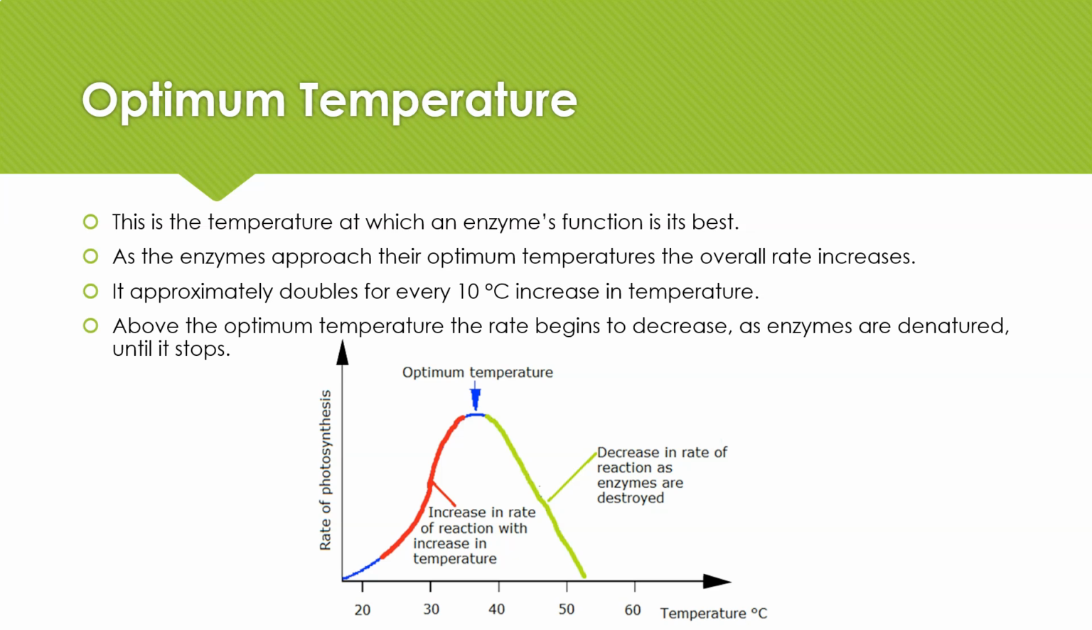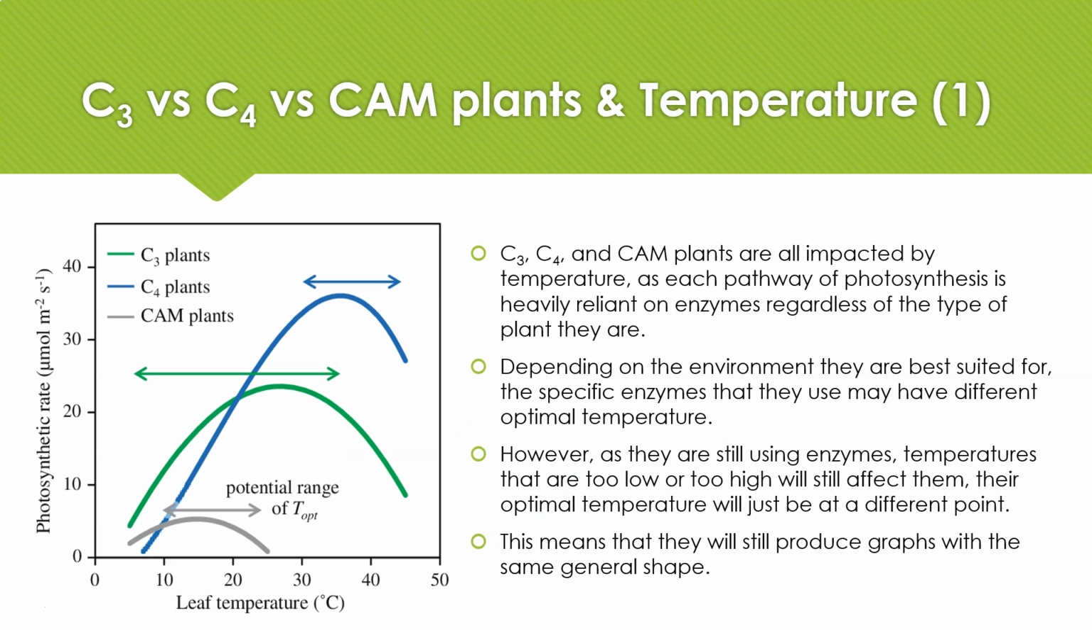So as the enzymes approach their optimum temperature, the overall rate will increase. The rate is approximately doubling for every 10 degrees increase in temperature. Above the optimum temperature, the rate is going to decrease because the enzymes are denatured. Eventually, as you keep increasing the temperature, all the enzymes are denatured completely, and so you're going to have no function at all, and therefore no rate of reaction, as you can see in the diagram. Now, how does this affect our plants?